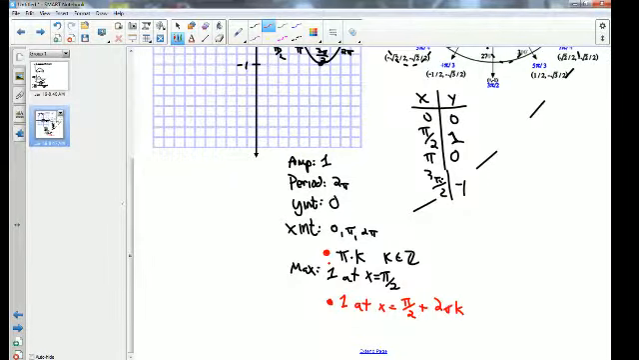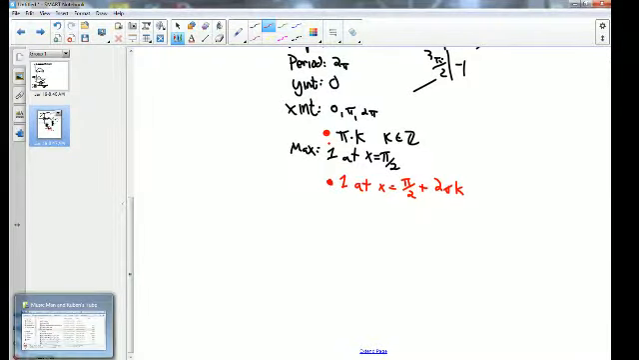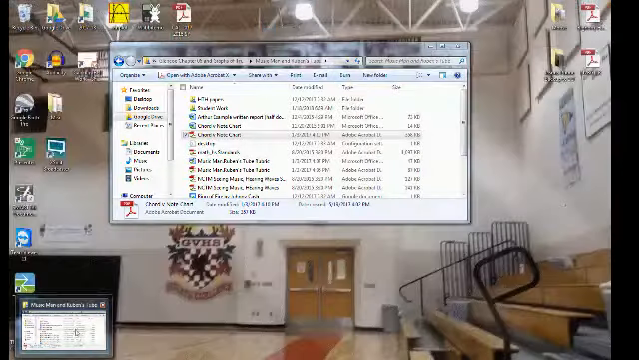Is that plus? Plus, yeah. So pi over 2 is the first maximum, and if you want to find the next one, it's plus 2 pi, plus 2 pi, etc. Okay. We can do the same thing for a minimum, right? Negative 1. Yeah. Do you want me to write that down?